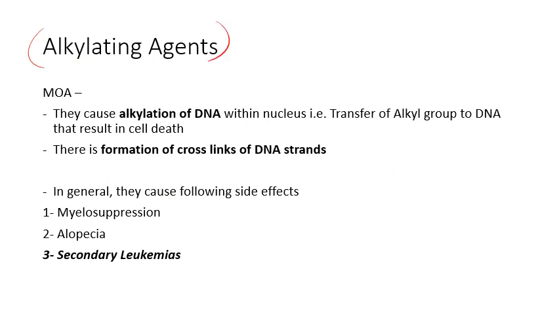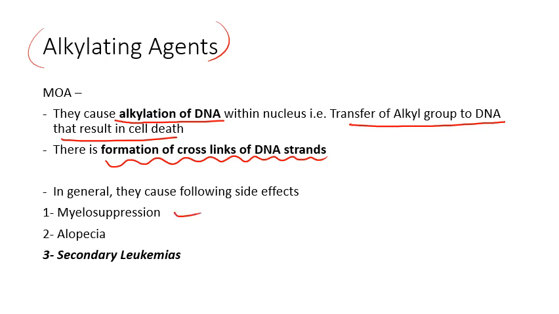Coming to alkylating agents, they are a broad group of drugs. Their mechanism of action is quite similar. They cause alkylation of the DNA, that is, they transfer the alkyl group to DNA, which results in cell death. The cell death is due to the formation of cross links in DNA strands. In general, their major side effects are myelosuppression, that is the big one, then alopecia, and a very important one, that is secondary leukemias.